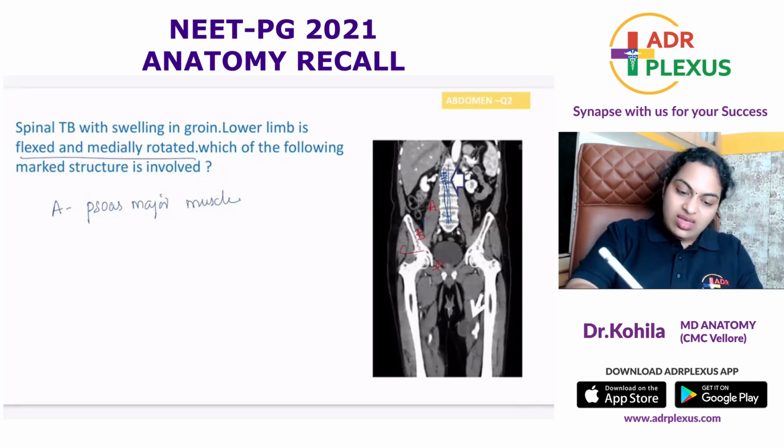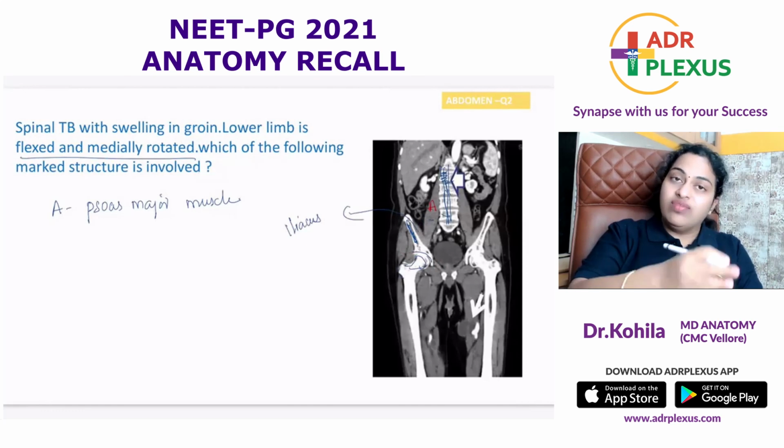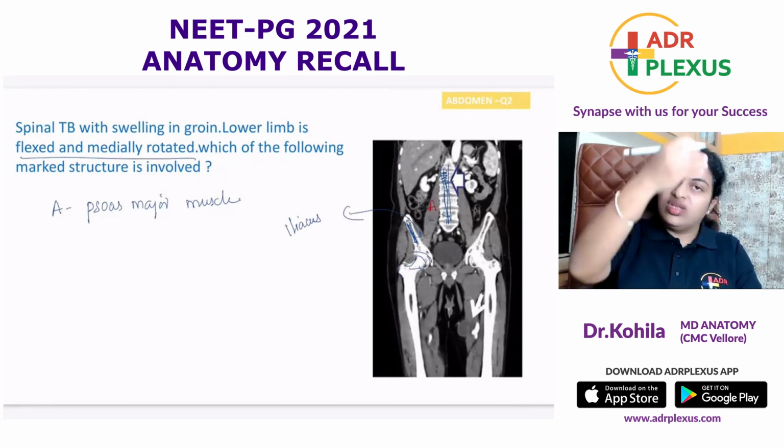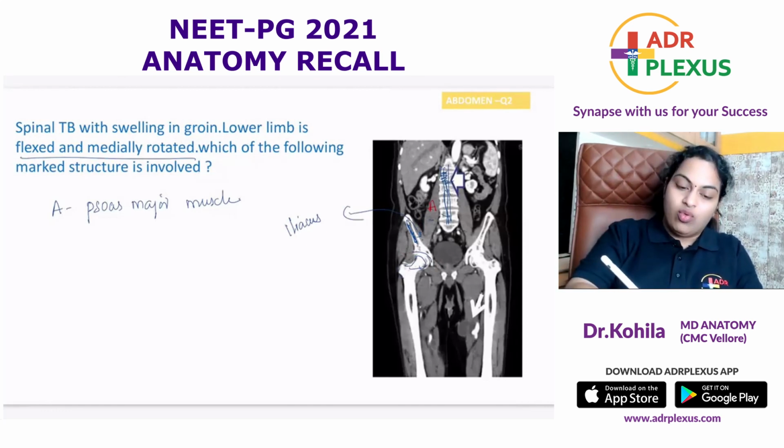This is your acetabulum here, the head of the femur, the greater trochanter. This is your psoas major, I told you. This is your hip bone. What is there on the anterior aspect of the hip bone? That's the iliacus muscle. On the sides of the vertebra, paravertebral in position, is psoas major. B will be your iliacus muscle, originating from the iliac fossa of the hip bone.